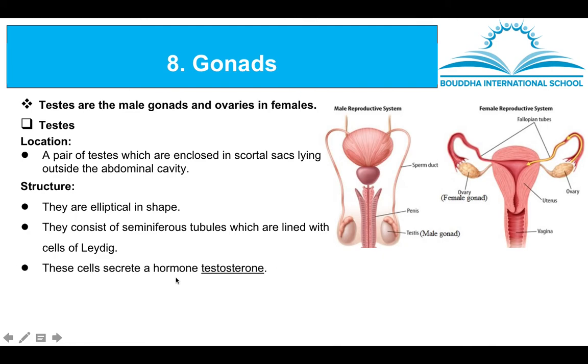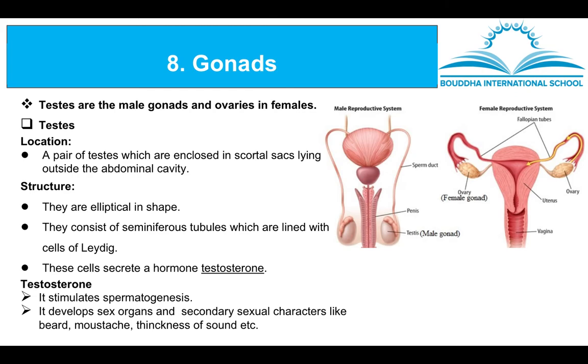and these cells of Leydig produce a hormone called testosterone, and the function of this testosterone is to develop sex organs and secondary sexual characters like beard, mustache, thickness of voice, etc. And it also helps to stimulate production of sperm in the testes. That process is called spermatogenesis.